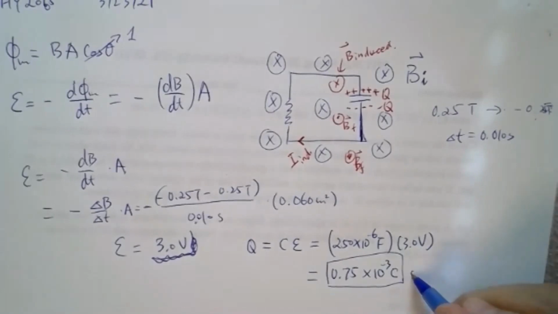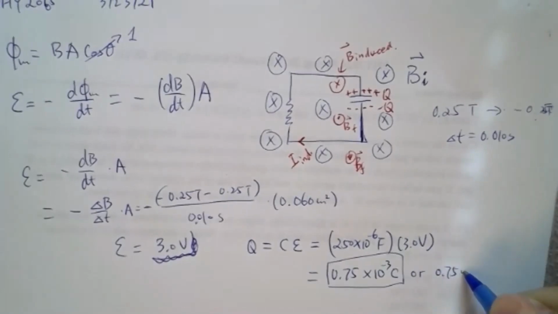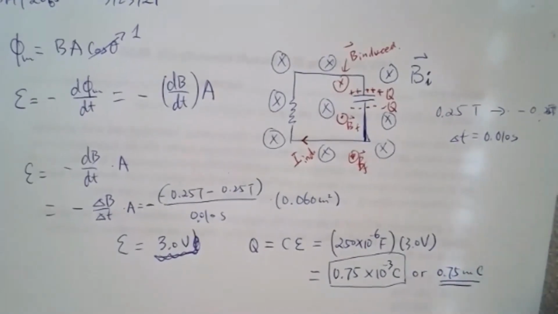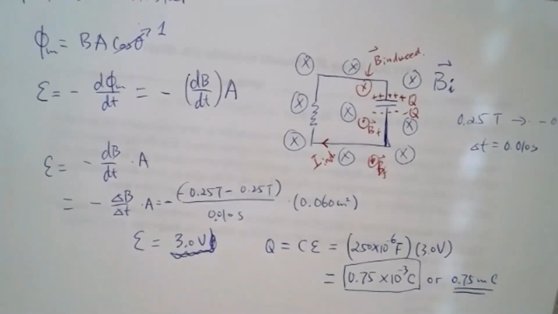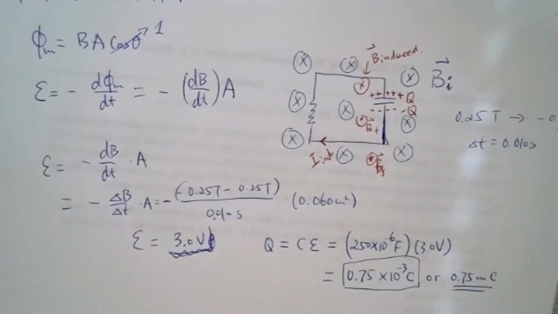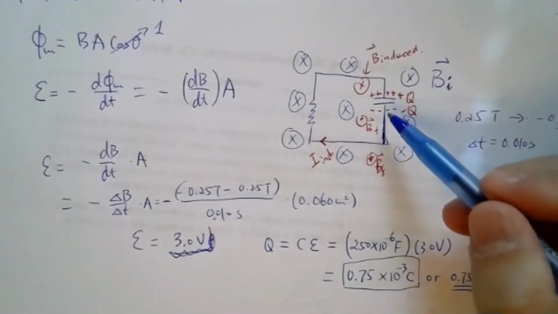So that's how much, or we can say 0.75 millicoulomb, of charge will be on this top plate here. Now, there's this question of, we actually have R here. What does that have to do with the problem here? So let's take a look, because this is then an RC circuit.